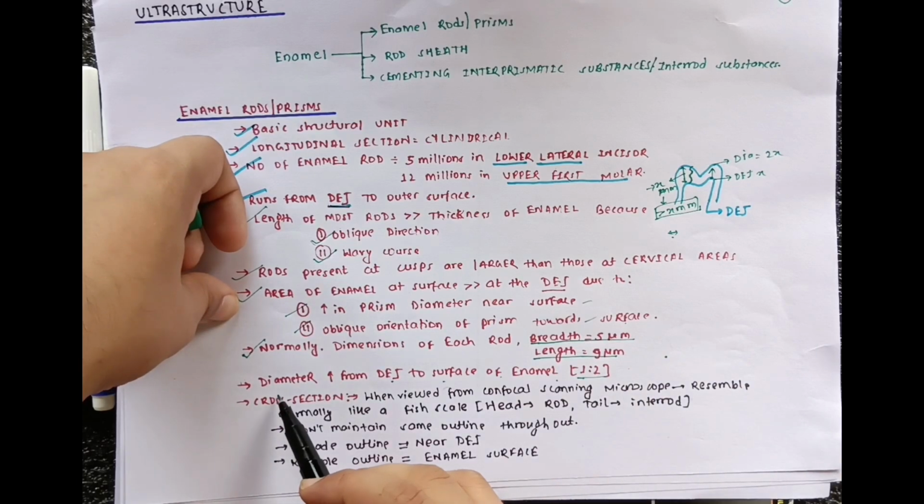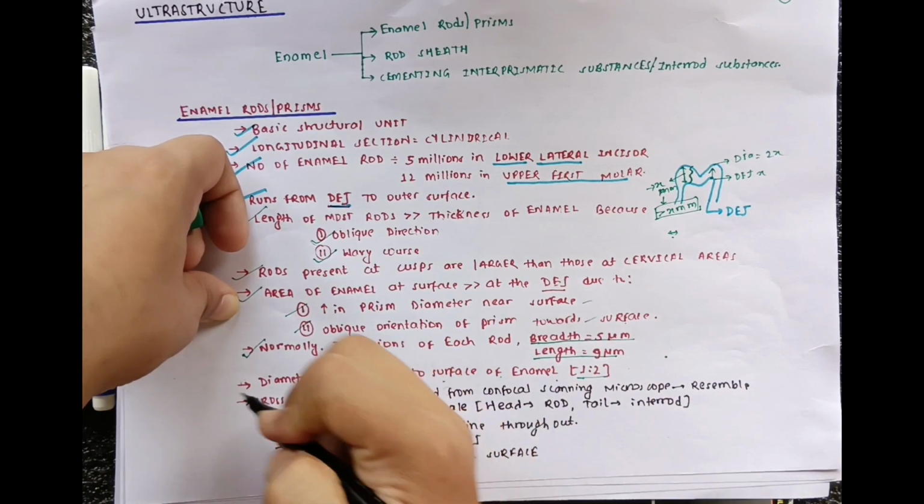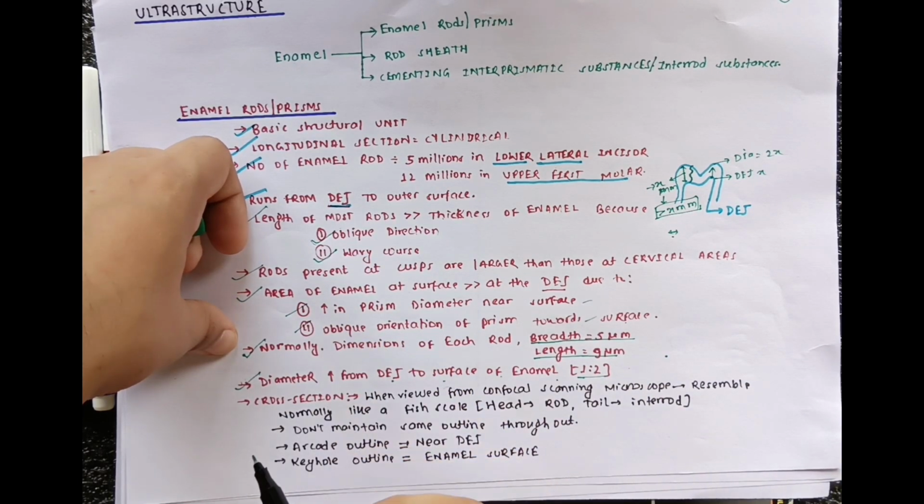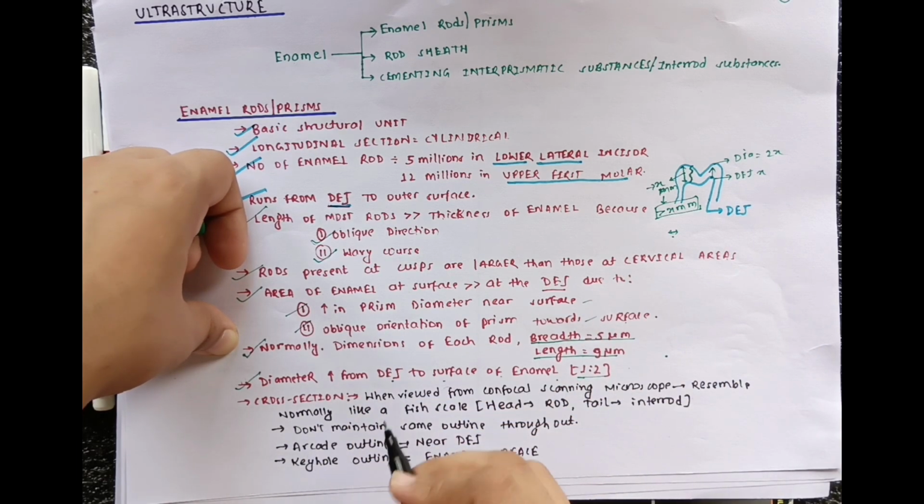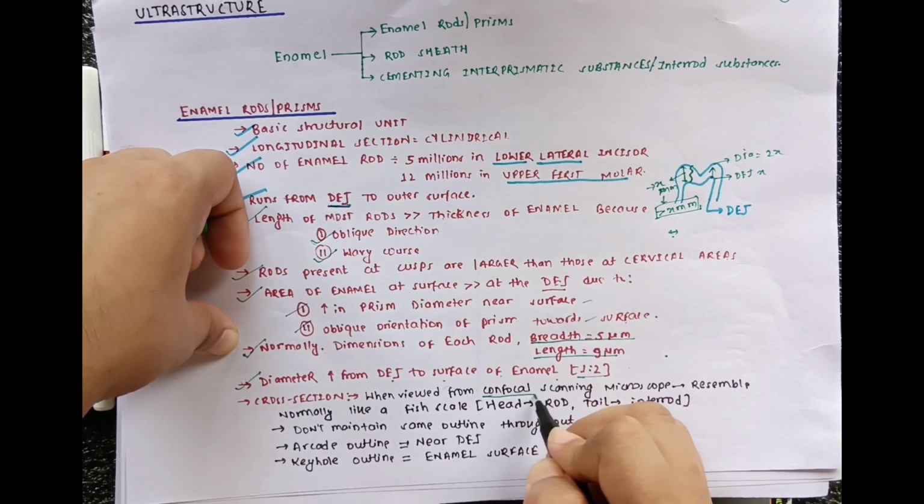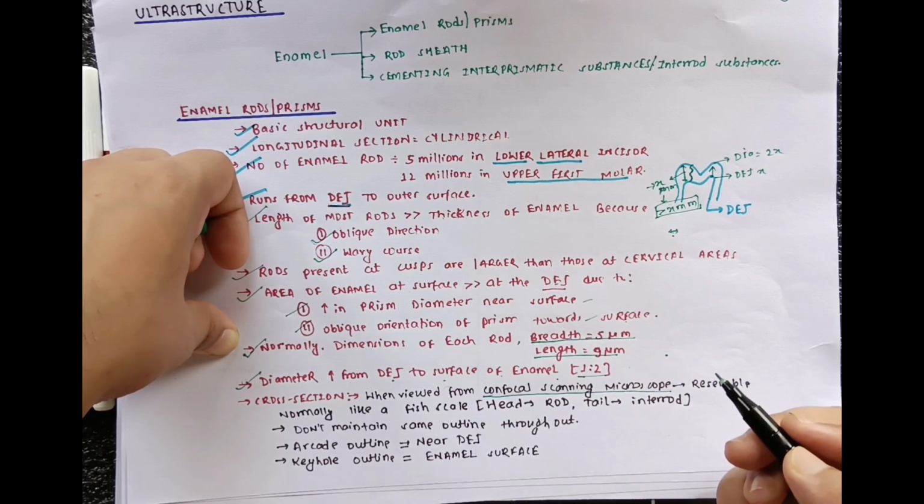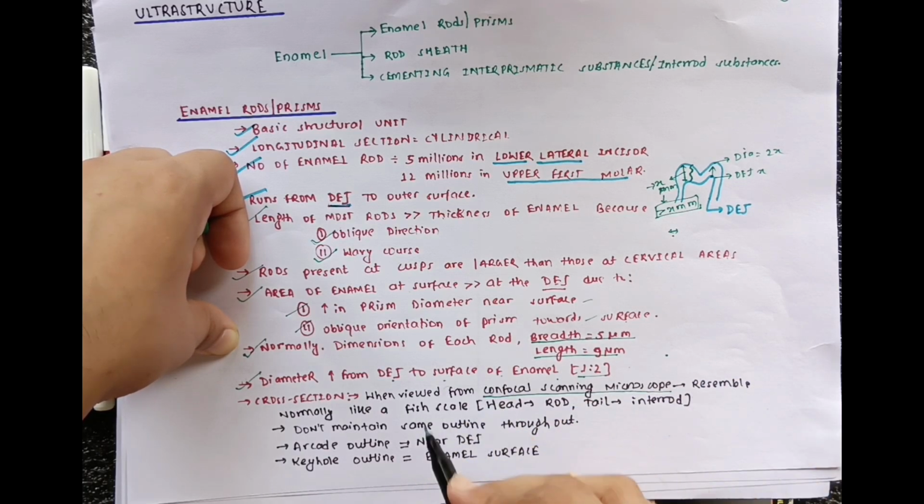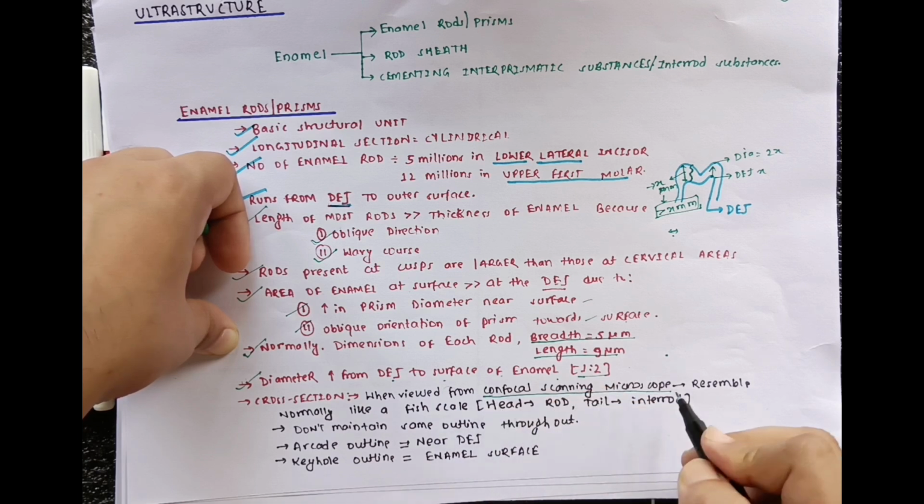After that, I have written here that the diameter increases from the dentino enamel junction. I have discussed this point. After that, we visualize the cross section of the enamel rod when viewed from the confocal scanning microscope. Sometimes they can ask in the viva which microscope you will prefer to see the cross section of the enamel rod. So, the confocal scanning microscope.